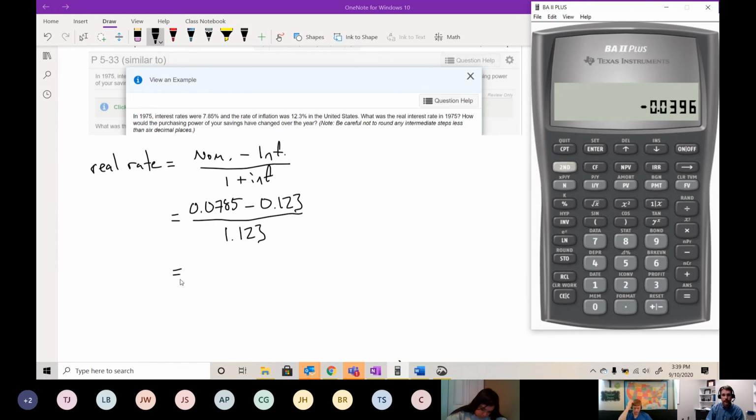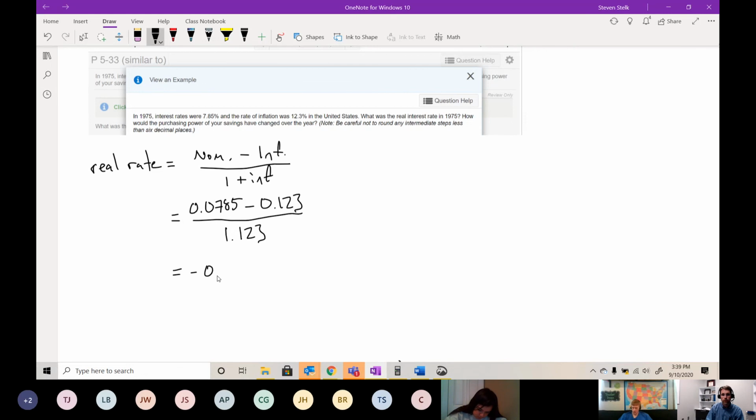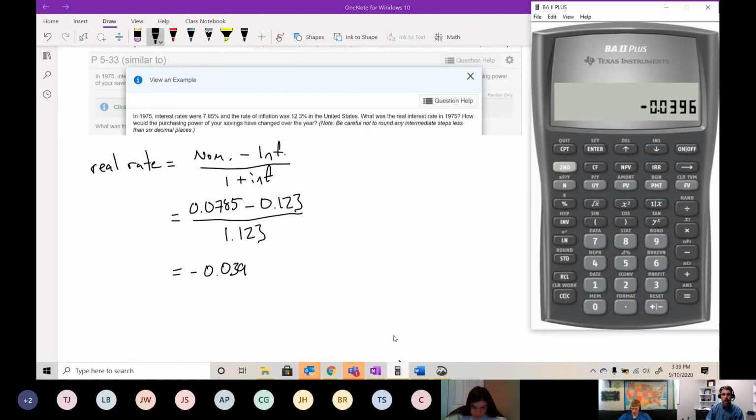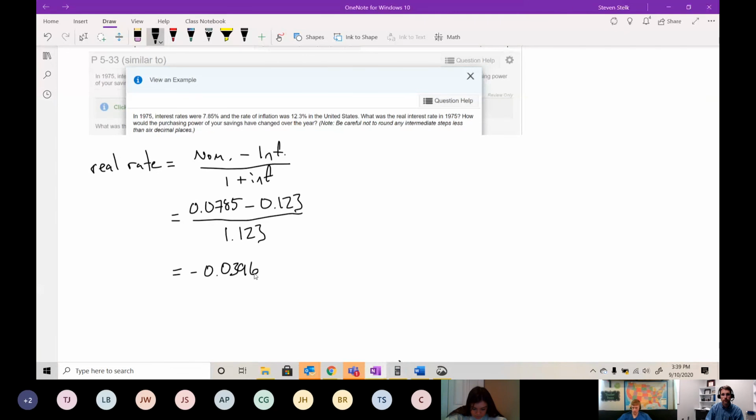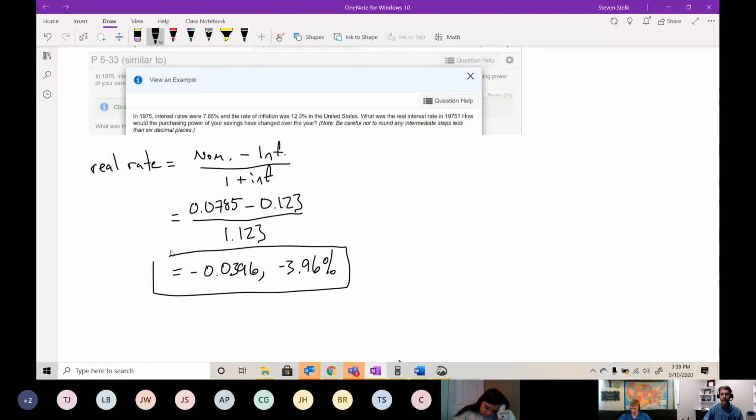All right, so a negative 0.0396, or negative 3.96%. All right, so our real rate of interest was negative 3.96%. That means our purchasing power declined, it decreased by 3.96%. That means we could buy about 4% less stuff at the end of the year compared to the beginning of the year.